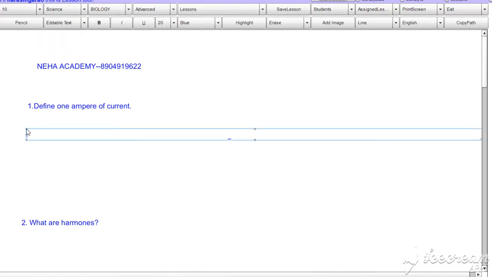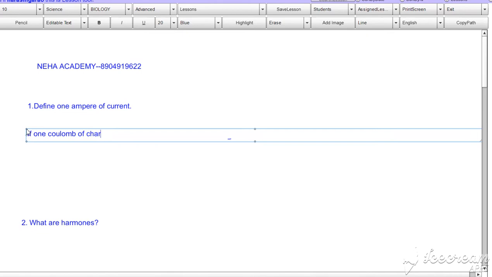And for those who do not have the answer properly, I can give you: if 1 coulomb of charge passes through a conductor in 1 second, the current is said to be 1 ampere. So if they ask the question, 1 ampere.